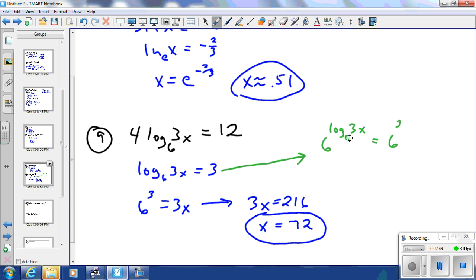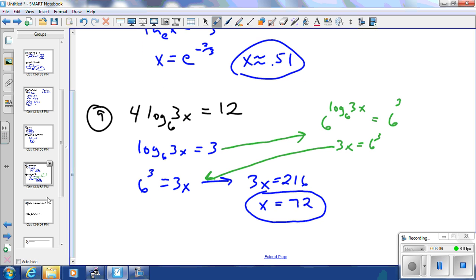Well, if you really think about what this means, 6 to some power equals 3x. Whatever that power is, I'm taking 6 to that power anyway, so I'm going to get 3x equals 6 to the 3rd power. You'll see I have exactly what I had down there. So, same result, just a different way of thinking about it.